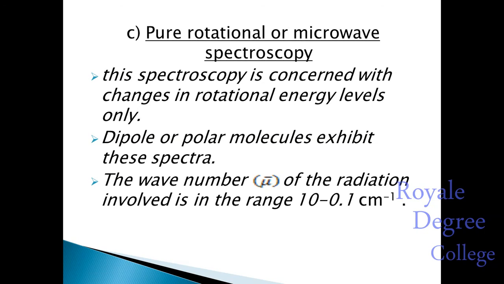Next, the third type we will see, that is the pure rotational or microwave spectroscopy. This spectroscopy is concerned with the changes in rotational energy levels only. Dipole or polar molecules exhibit these spectra. The wave number of the radiation involved is in the range 10 to 0.1 per centimeter.